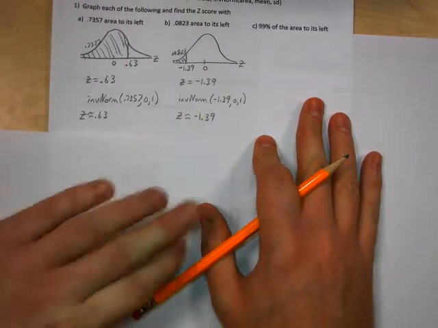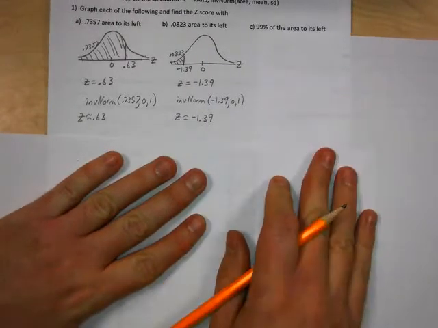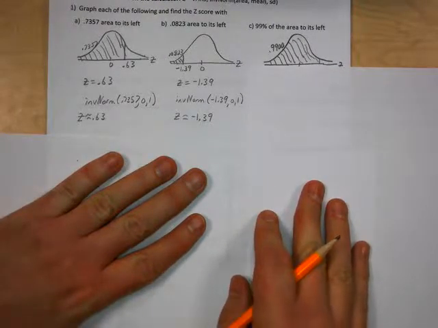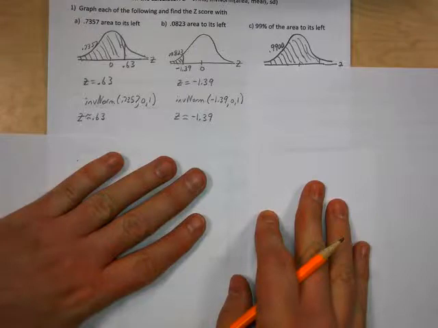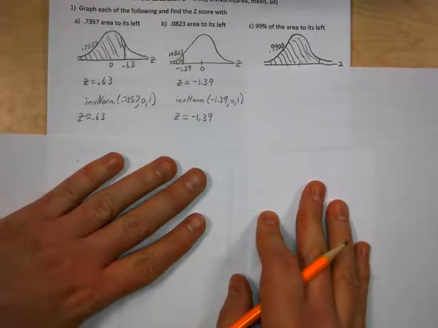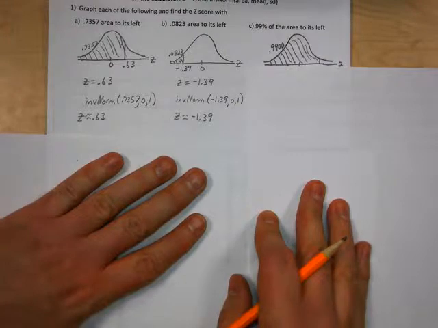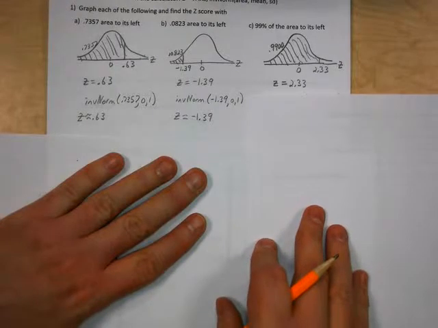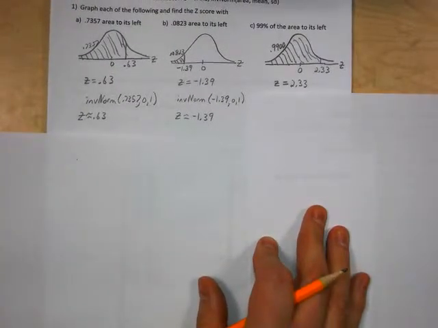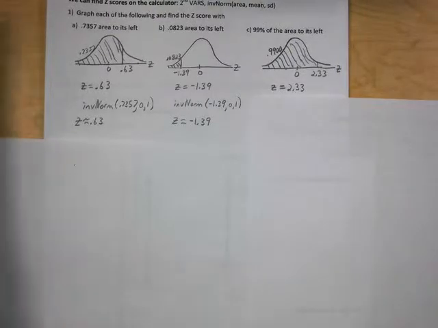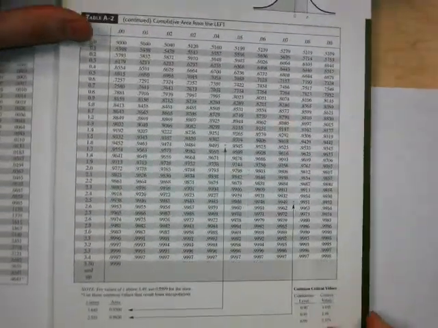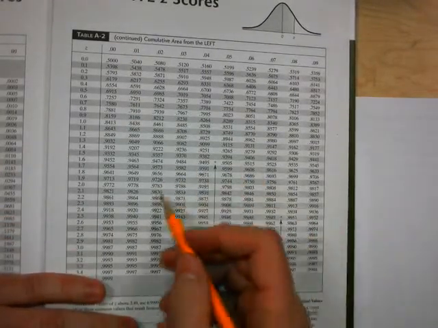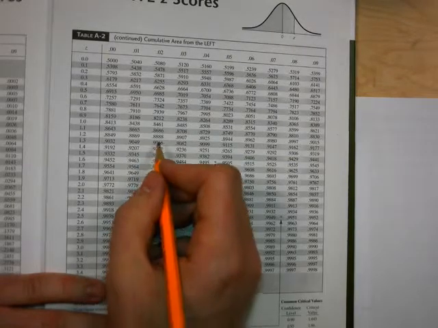And then part C, 99% of the area to its left. In the diagram, you have 99% to its left, so that's an area of 0.9900. You don't say 99, because 99% is 0.9900. The answer for the z-score is 2.33. When you look up 0.9900, as you go through this, notice there's a lot of 0.9s in here, so it takes a little getting used to.